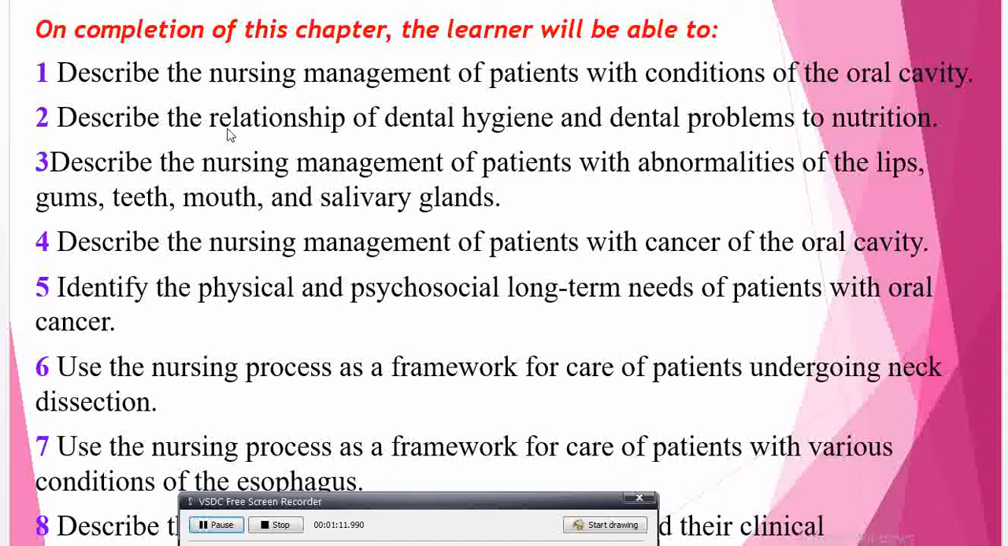Then we will also be in a position to describe the relationship of dental hygiene and dental problems to nutrition. Describe the nursing management of patients with abnormalities of the lips, gums, teeth, mouth, and salivary glands, and of patients with cancer. So there are conditions associated with the gut, from the mouth right to the anus. That is the entire length of what we call the alimentary canal. So let us now begin.